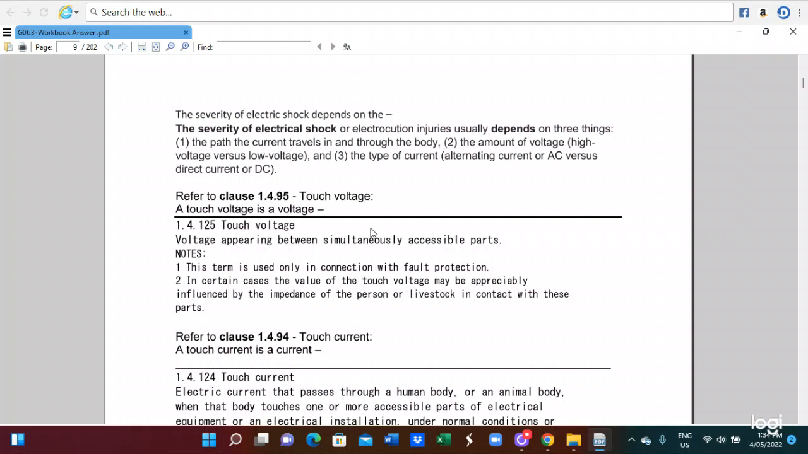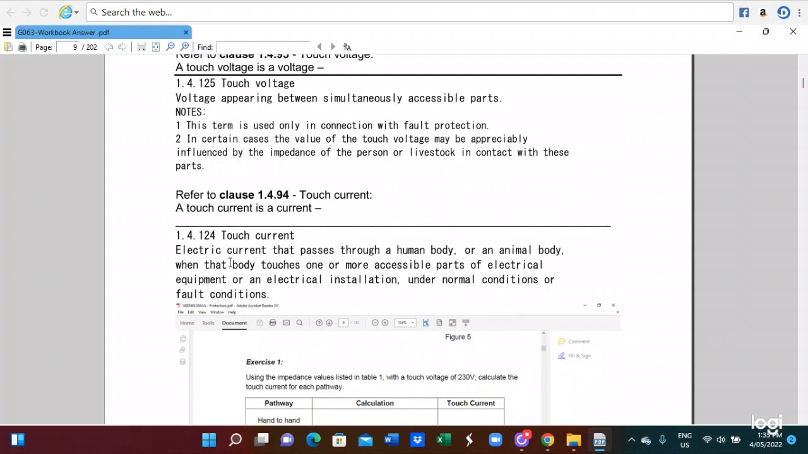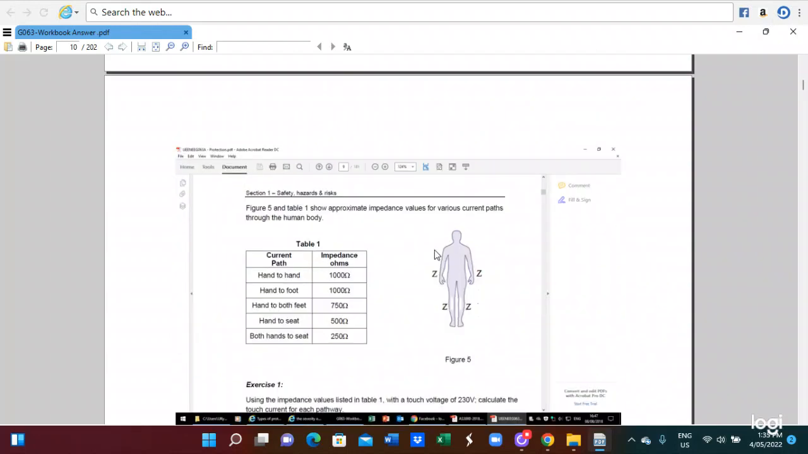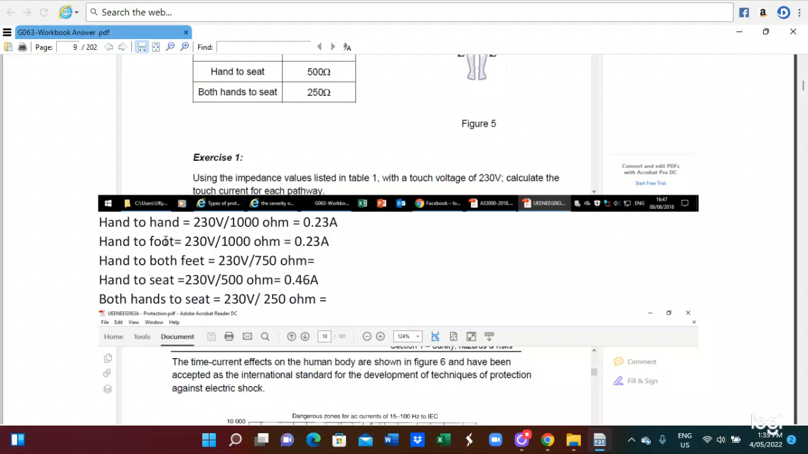Voltage appearing between simultaneously accessible parts. Also the touch current, the definition of touch current: electric current that passes through the human body or the animal body when the body touches one or more accessible parts of the electrical equipment. So this is for the resistance of the body. The body resistance shows about the resistance of the body. And also how much current flows through hand to hand or hand to foot.